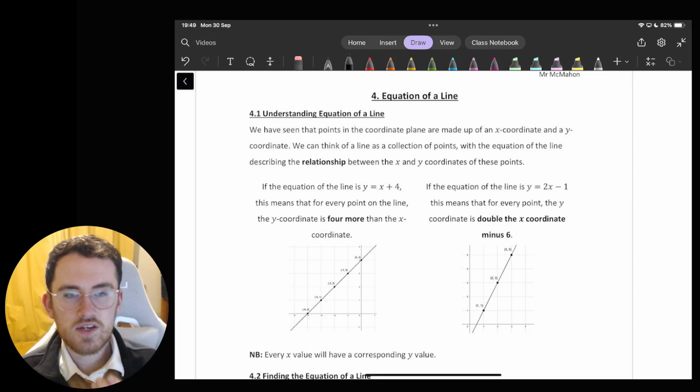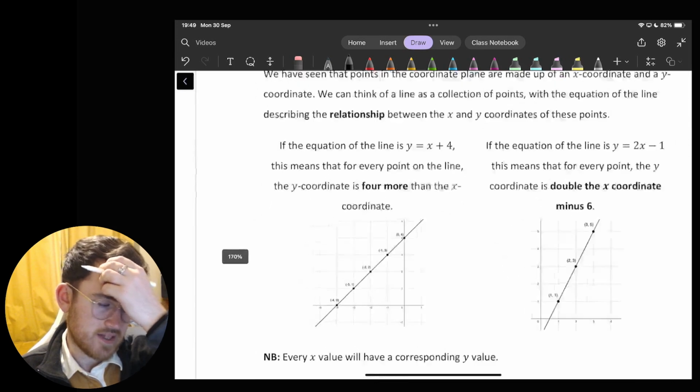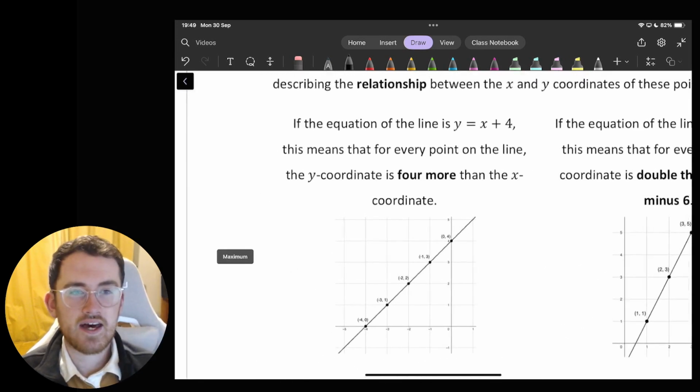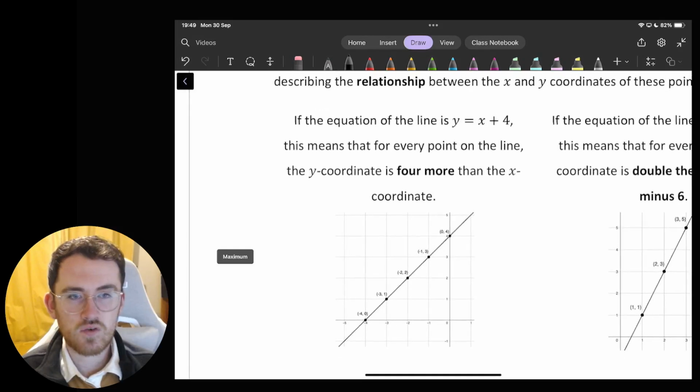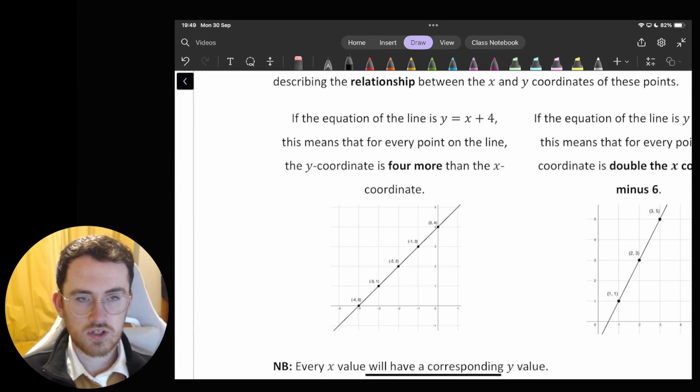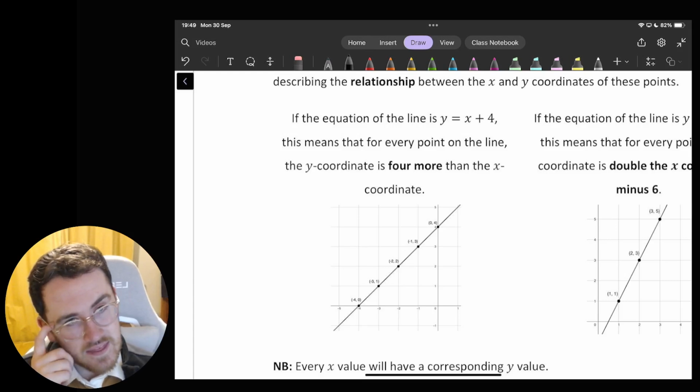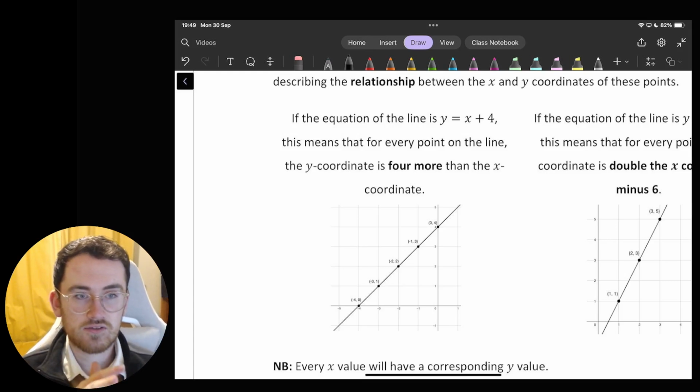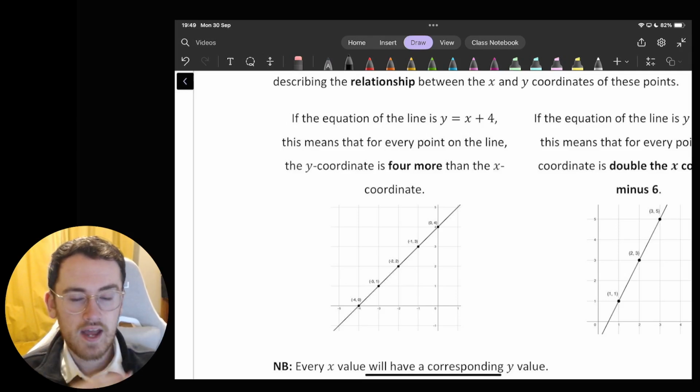Okay, so if we say, for example, like the left hand side here, if the equation of the line that I have is y equals x plus 4, this means that for every point on the line, the y coordinate is 4 more than the x coordinate. So we can nearly read that, thinking back to our algebra, even from second year, and our word equations, y equals x plus 4, so y is 4 more than x. And that'll be true for every point on the line.